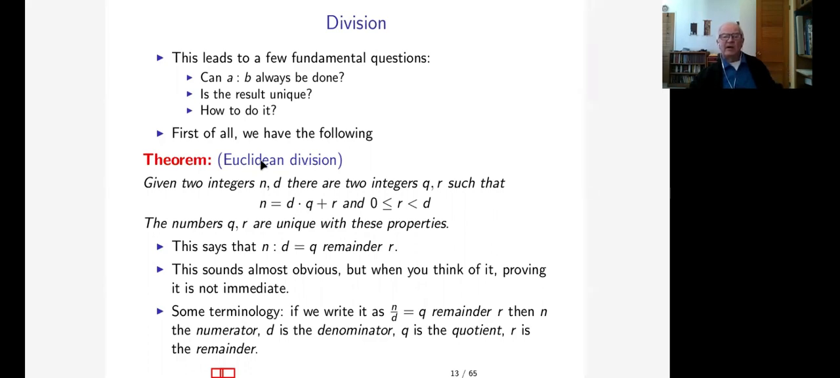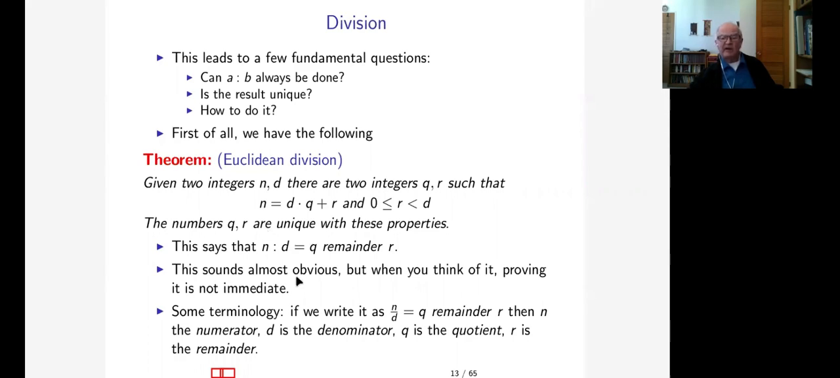Euclid, it's called Euclidean division, and it says, given two integers, n and d, there are two integers q and r such that n equals d times q plus r. This says that if I try to divide n by d, I get the quotient, the result, q, and the remainder r. And the numbers q and r are unique with these properties. So this theorem, which comes from Euclid, just tells us that yes, we can always do division and the result is unique. We will always get the same result.